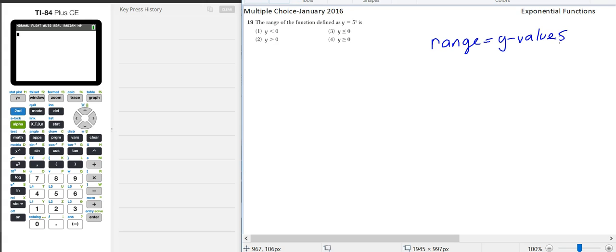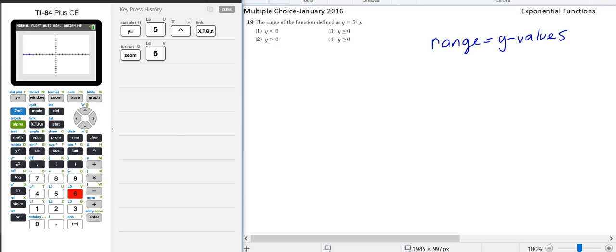The easiest way to find the range is always to graph it on your calculator and see what all of the y values the function will take on. So we're going to graph y is equal to 5 to the x and Zoom 6 for ZoomStandard. And we have our function there. Notice in quadrant 2, it looks like the graph is coming towards the x-axis and eventually touches the x-axis, and maybe it crosses it further on.